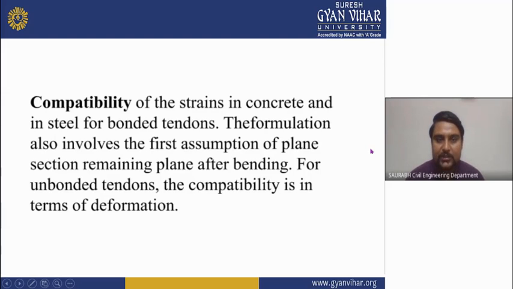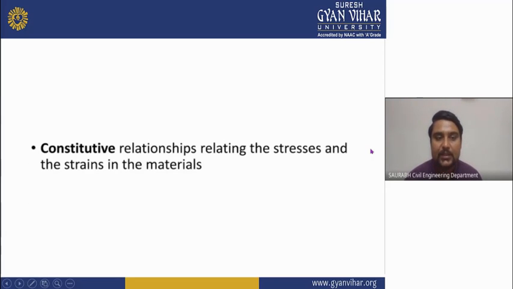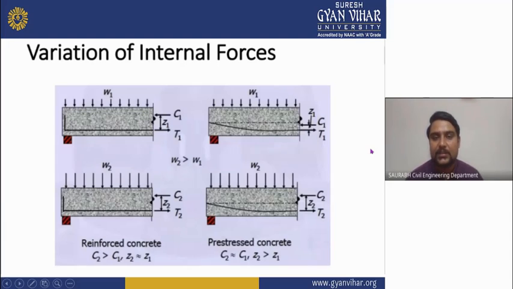And next point is compatibility of the strain in concrete and steel for bonded tendon. The formulation also involves the first assumption of plane section remaining plane after bending. For the unbonded tendon, the compatibility is in terms of deformation. And the relationship relating stress and strain in the materials, as you can see, this is the variation of internal force, which acts in the form of force in the concrete, as you can see here.